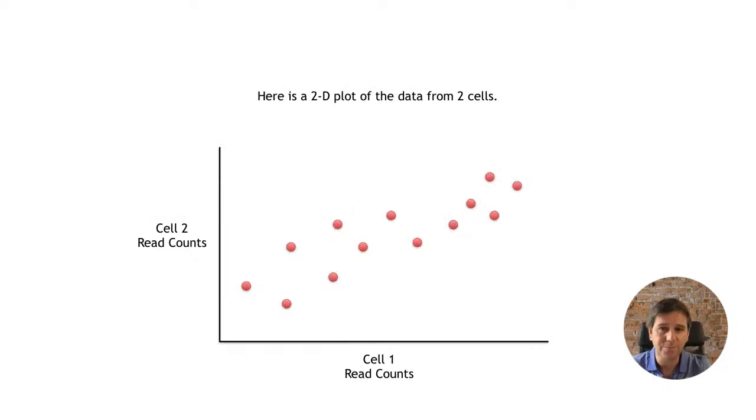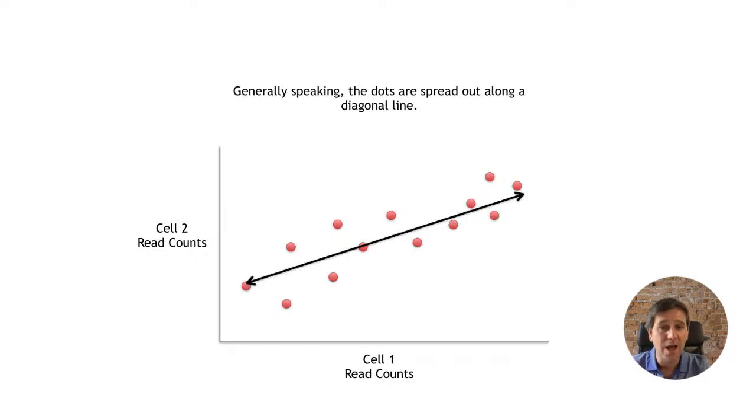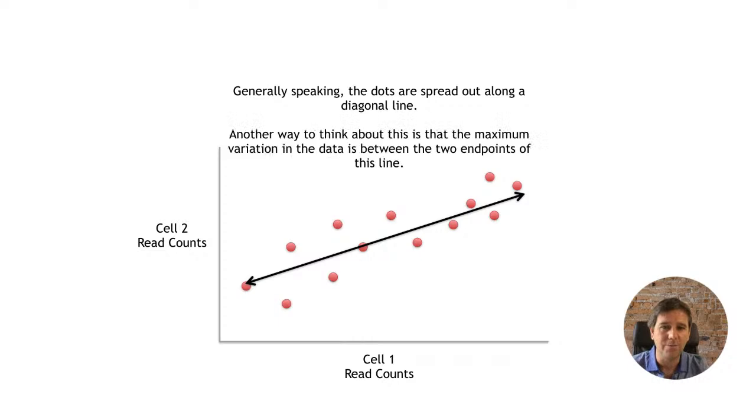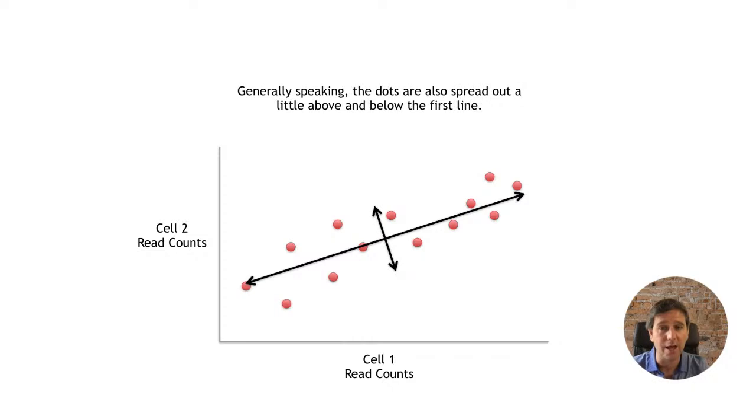So if it was just 2 cells that we were looking at, 2 columns, we could just plot it like we've done before, right? X versus Y, cell 1 versus cell 2, and we might see something like this. And here, generally speaking, the dots are spread along a diagonal line. They're actually showing some correlation here, some positive correlation. And another way to think about this is that the maximum variation in this data is between the end points, the 2 tips of this arrow that we've drawn here on this slide.